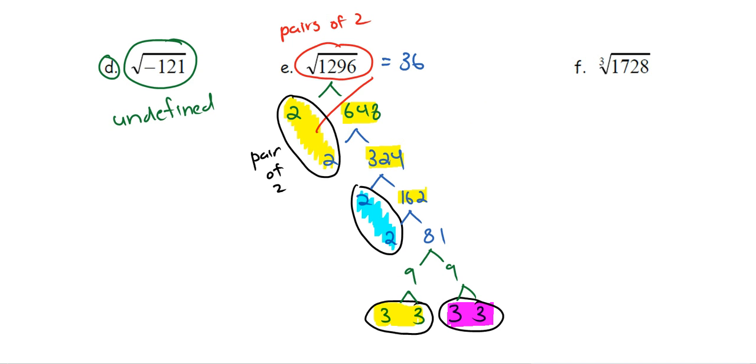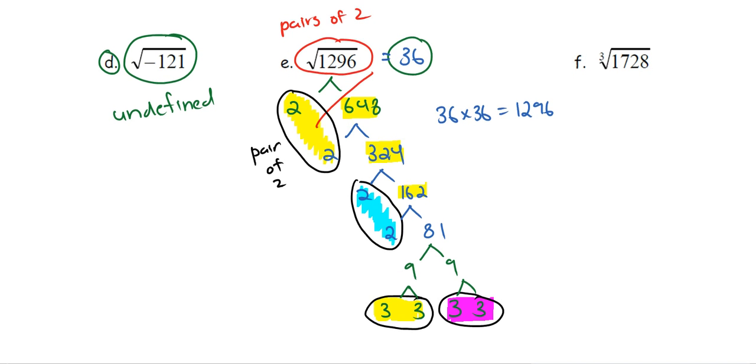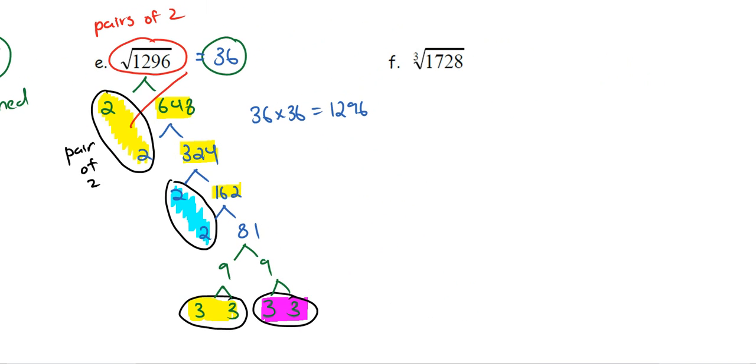And you can do a little check here. If I take this 36 and multiply it by itself, I will get 1296 here. Okay? So there you go. My final answer for that question is going to be 36. Alright, let's move on to question number F here. For question number F, I see a 3 there, so that means I need a pair of 3s.